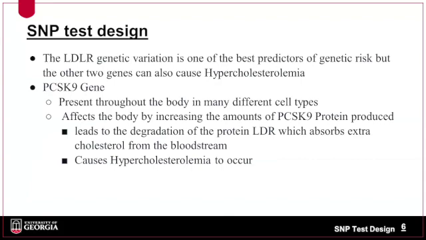LDLR genetic variation is one of the best predictors of genetic risk, but the other two genes can also create hypercholesterolemia. The variation changes the genome, and it is a dominant allele. The protein is made throughout the body in many different cell types. The variation affects the body because increasing amounts of this protein from PCSK9 create a degradation protein that eliminates LDL receptors, while LDL is always extracellular in the bloodstream. This source comes from a peer-reviewed paper.